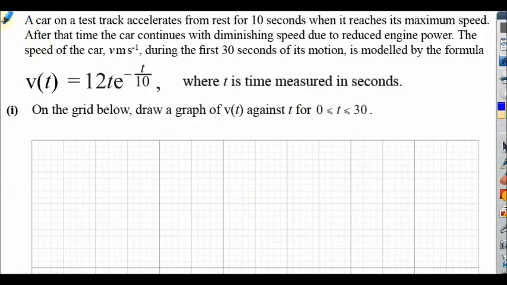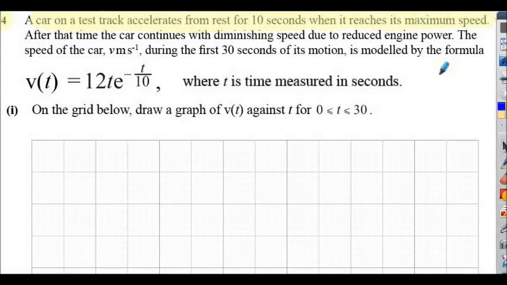Let's consider question 4. It relates to a car on a test track. It accelerates from rest for 10 seconds when it reaches its maximum speed. After that time, the car continues with diminished speed due to reduced engine power.